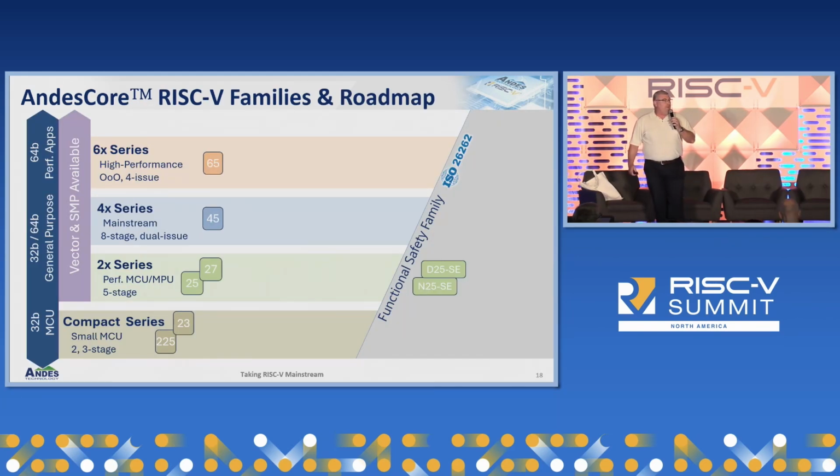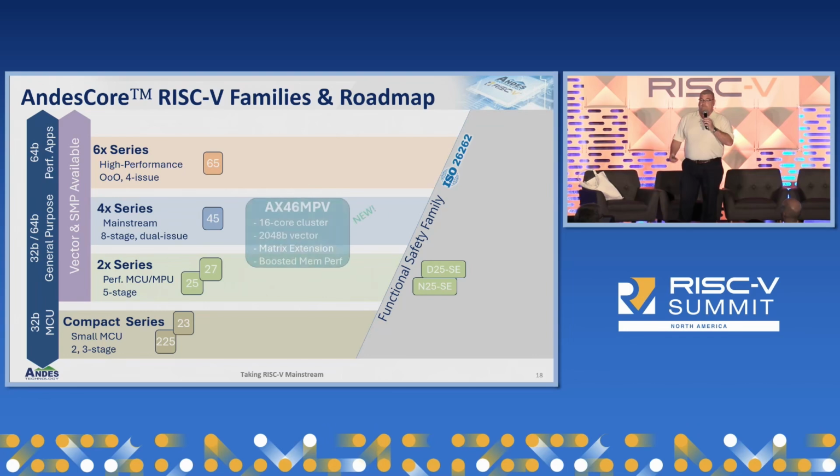And I think one of the things that certainly sets Andes apart is a really encompassing product portfolio. We span from compact MCUs to high-performance out-of-order processors. And this year, we're undergoing a really rapid product expansion, starting with what Dr. Su announced this morning, the AX46 MPV, scaling up to 16 cores per cluster, expanding the vector length to 2048 bits, adding matrix extensions and boosting memory performance.